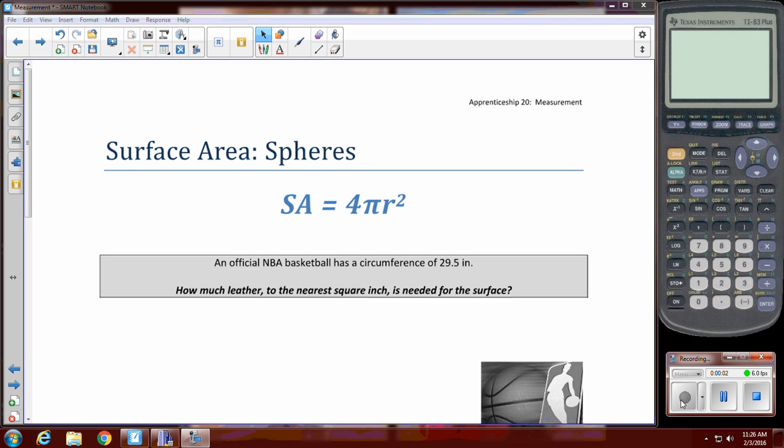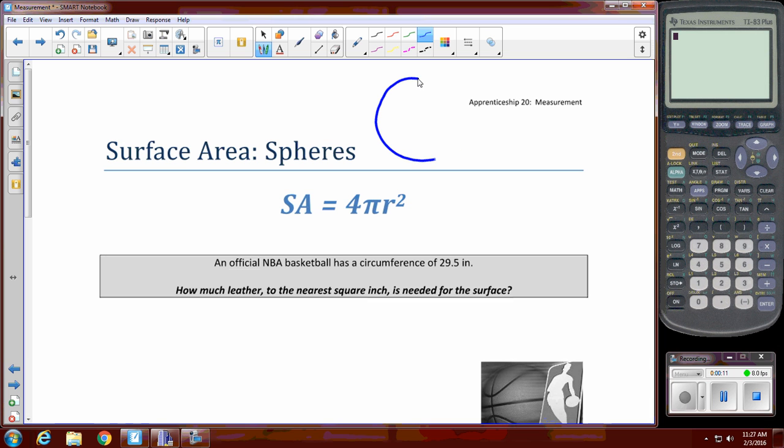This lesson takes our knowledge of surface area to the next step, and we deal with another three-dimensional solid, which is called a sphere. Now, if you don't remember, a sphere is just a fancy word for a ball. Any ball is a sphere, and it still has a radius that goes from the center of the ball out to the edge of the circle, out to what we call the circumference of the circle.